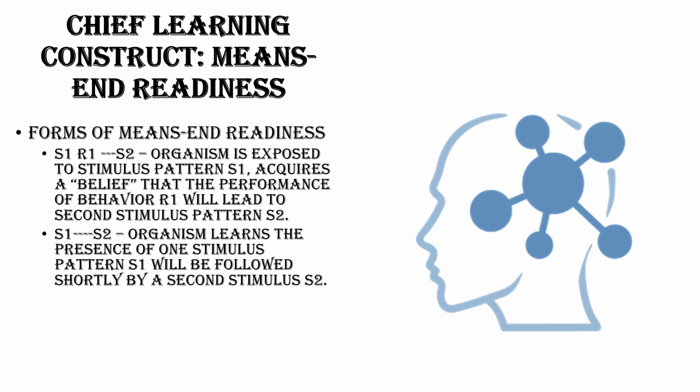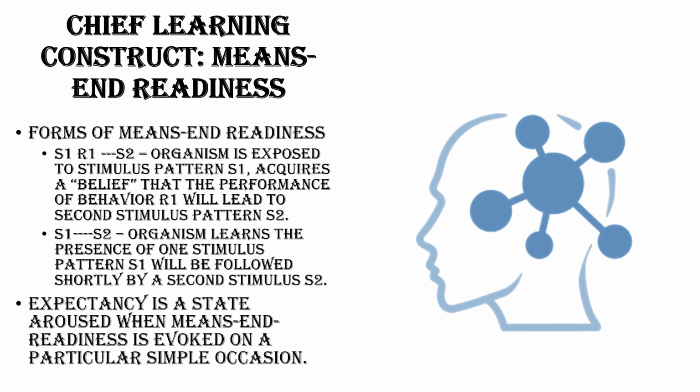The other form is the stimulus 1 to the stimulus 2, in which an organism learns that the presence of one stimulus pattern or stimulus 1 will be accompanied or followed shortly by the occurrence of a second stimulus pattern, stimulus 2. He also proposed this expectancy.